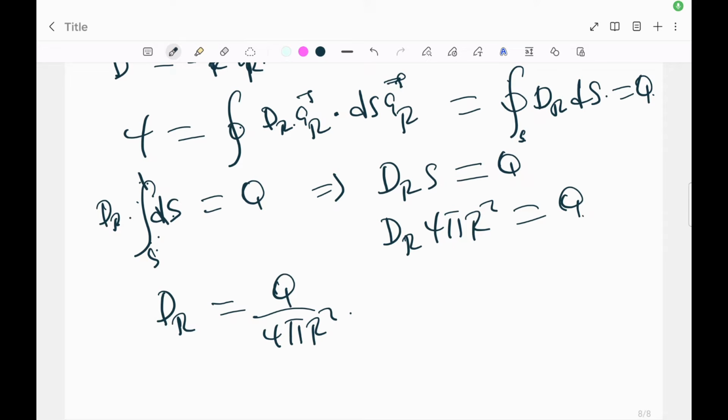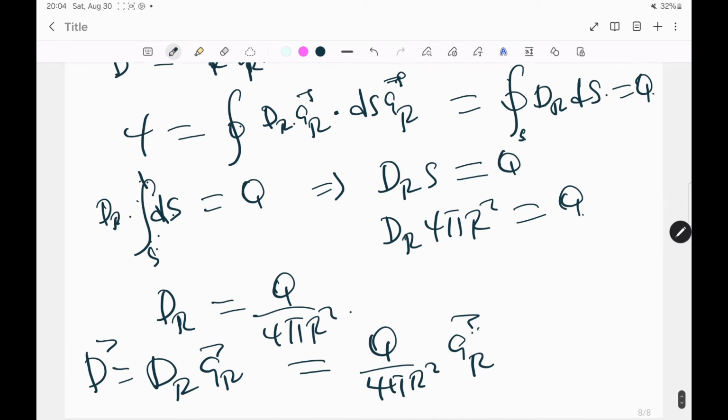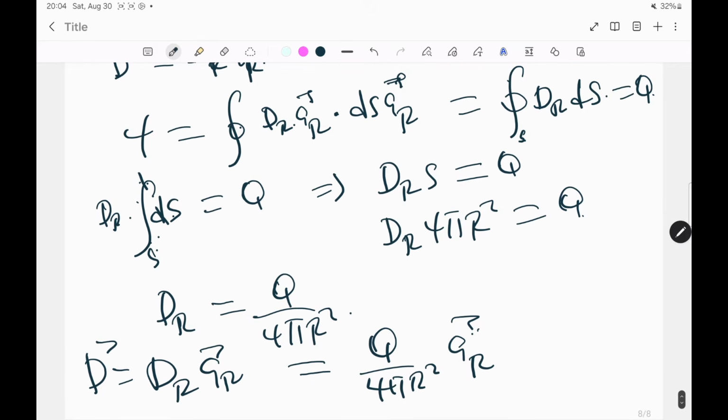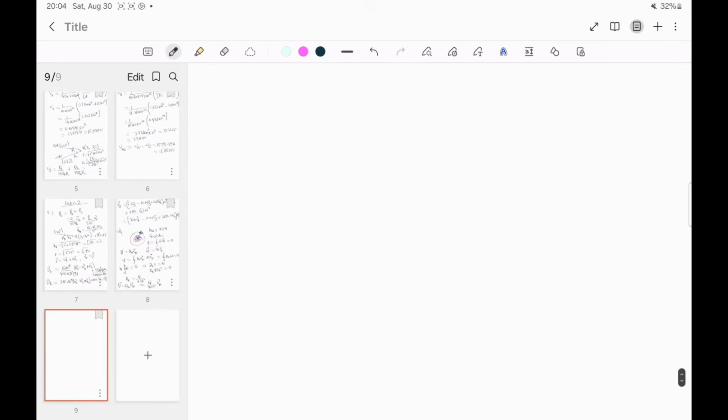we have here our electric flux density as a vector, which equals the magnitude times the unit vector ar. So this becomes charge over 4 pi r squared times the unit vector along the direction of the increasing radius.